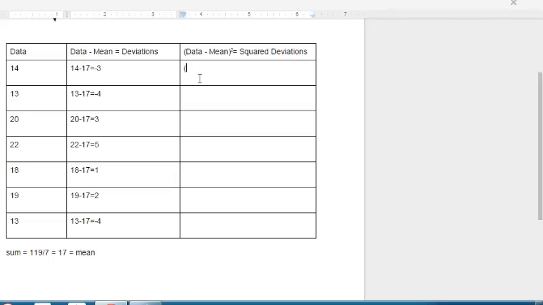So I'm going to take negative 3 and square it. And when you do that, you should get a positive number. So negative 3 times negative 3 is positive 9. This little caret key just means squared, and all of these should be a positive answer. So this will be 16. 3 squared again is 9. 5 squared is 25, 1 squared is 1, 2 squared is 4, and negative 4 squared is 16. So these are the squared deviations.